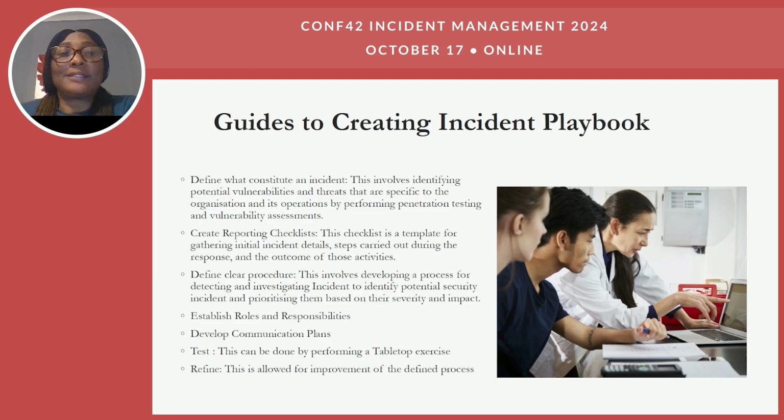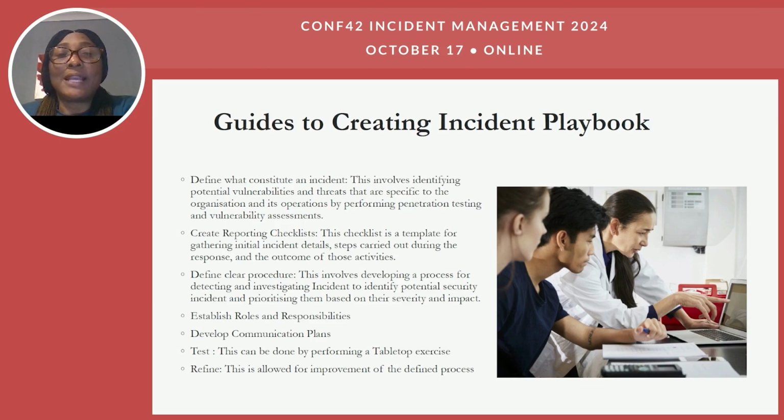So this checklist is like a template that helps the team to be able to document their findings during the investigation and be able to enter the activities that are executed in order to curtail those incidents. They will have defined clear procedures. Like we rightly mentioned, there are different types of playbooks. And these playbooks should have a clear process for detecting, investigating, and also identifying the potential security, and then prioritizing them based on their severity and impact. This can only be achieved where the organization already have a clear understanding of what poses a threat in their environment. Then you have established roles and responsibilities.